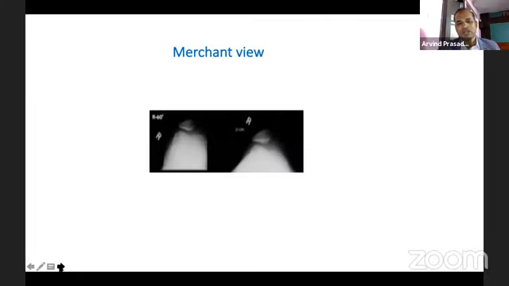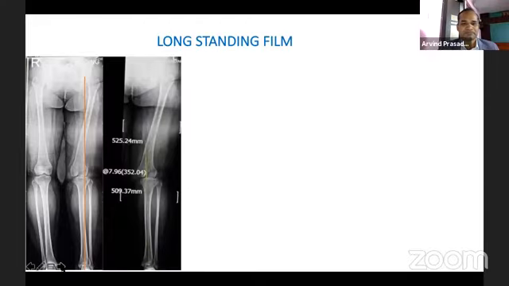And also, in this Merchant view, the angle of flexion of the knee at the time of X-ray should be decided by your clinical examination. Like this Merchant view, patellofemoral articulation at 60 degrees is absolutely fine, but at 20 degrees of flexion, this Merchant view says there is dislocation of the patella. So this knee was getting dislocated at 20 to 30 degrees, but at 60 degrees this was fine. So your Merchant view angle should be decided by your clinical examination.